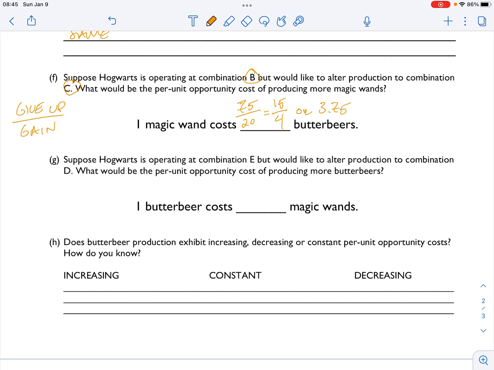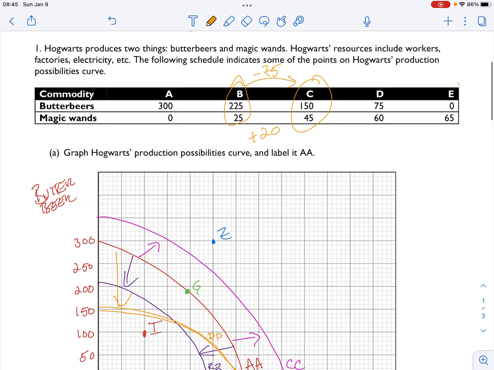Okay. G is going the opposite direction. F wanted to know what one magic wand cost over a particular range. G is asking about what does one butterbeer cost. Okay, so we're going to go from point E to point D. So let's go back to our schedule. We start at point E, where Hogwarts is producing 0 butterbeers and 65 magic wands. When they move to point D, they're going to be producing 75 butterbeers and 60 magical wands. That means that they are gaining 75 butterbeers and giving up 5 magic wands.